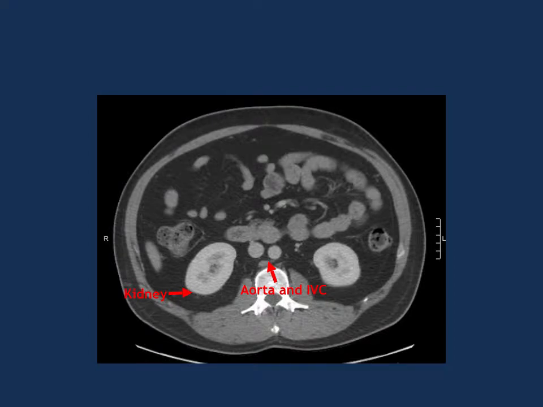Let's start with our first slide. Here we see the mid-abdomen. You have the kidneys there on the right and the left, and then we see the arrows pointing to the aorta and IVC. Is this even a contrast CT?